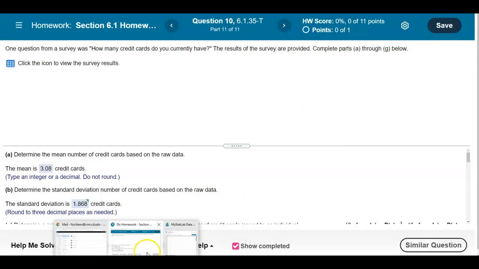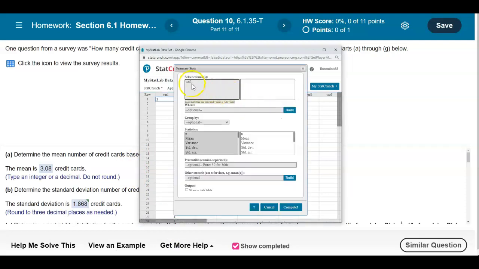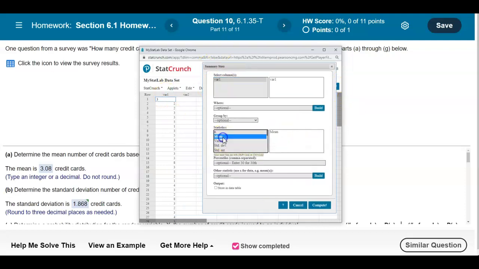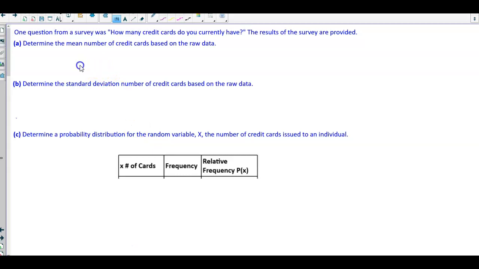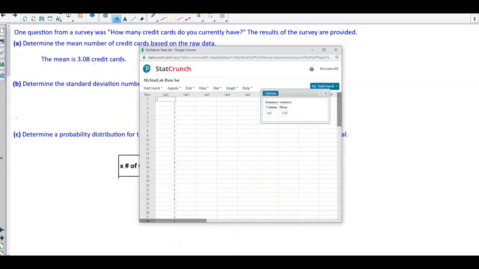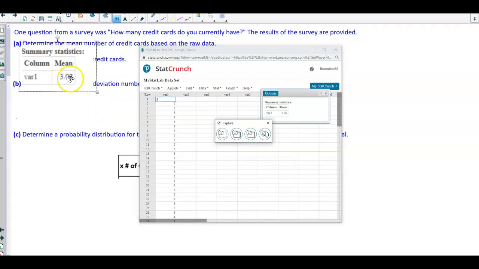Okay, now that we've opened this up in the StatCrunch, we're going to take the Stat, go to Summary Stats, select Columns. Okay, and we're going to select Variable 1 because that represents column 1. We want to find the mean. So when we select Compute, it's going to give us the mean, and the mean is 3.08. So here we would say that the mean is 3.08 credit cards. So therefore there is our result. I'll go ahead and copy that for the first part.